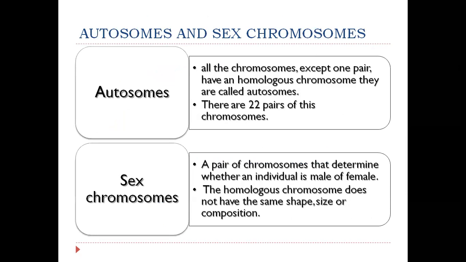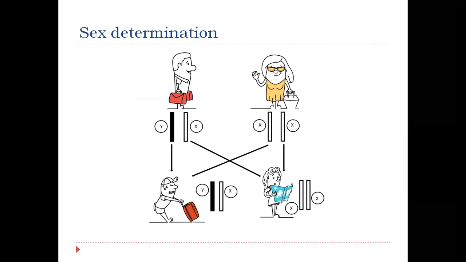But we have an exception, the sex chromosomes. They do not necessarily have homologous chromosomes because if you remember, in men, we have the chromosomes X and Y. In this case, it's not homologous, so it doesn't have the same size, same shape, or same position of the centromere. So that is the difference. And that will be the pair number 23.